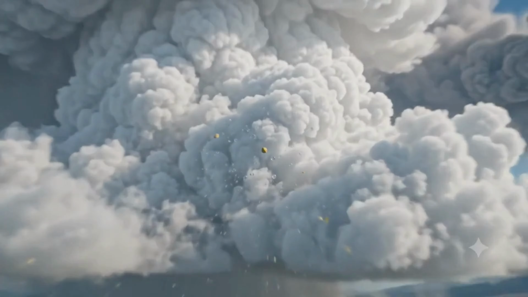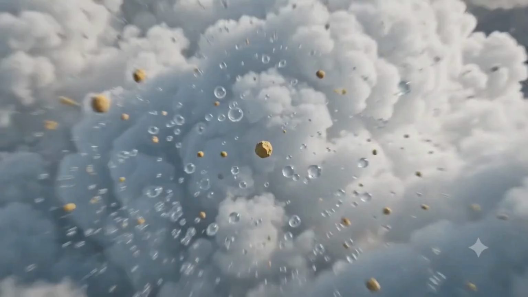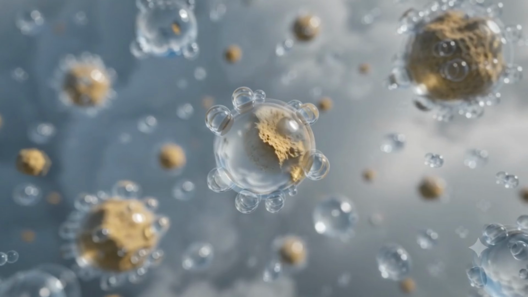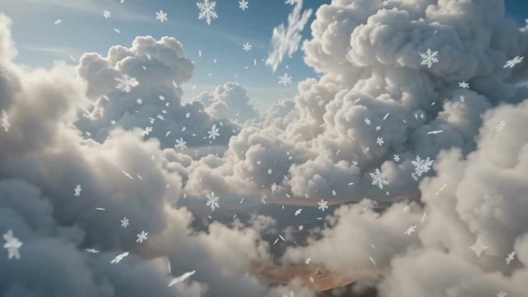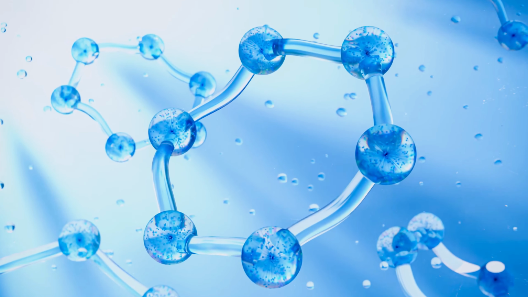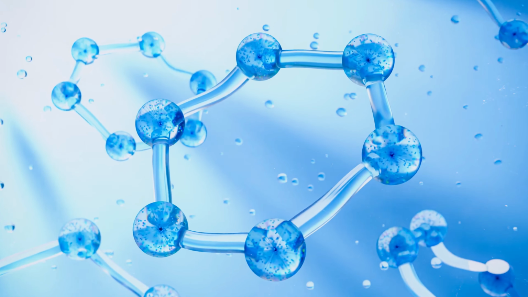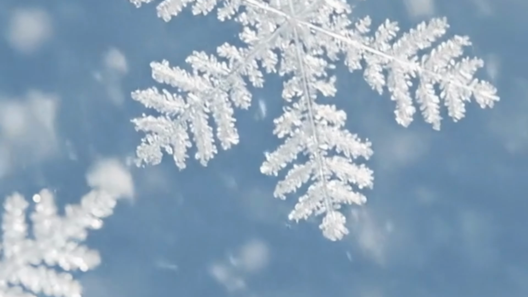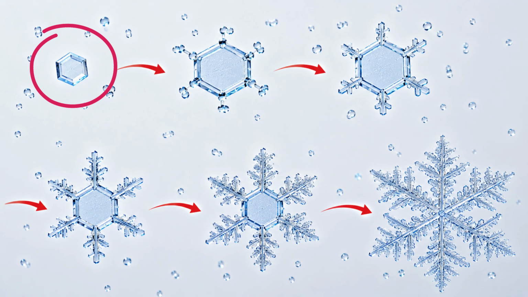Around an ice nucleus, water vapor and tiny supercooled water droplets begin gathering. As they freeze, a microscopic ice crystal starts to grow. At the molecular level, water naturally arranges itself into a six-sided structure. This is why snowflakes display their famous six-fold symmetry. The very first crystal is almost unimaginably small, yet it already contains the blueprint for everything that follows.